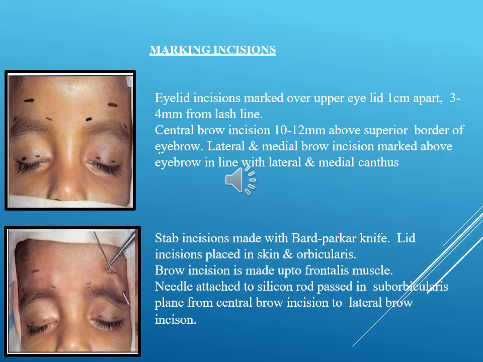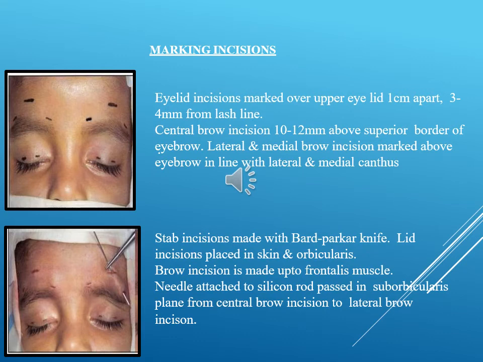This is followed by marking of the brow incisions. So there are three brow incisions. We have a central brow incision, a lateral brow incision, and a medial brow incision. Firstly, the central brow incision is taken 10 to 12 millimeters above the superior border of the eyebrow, and the lateral and the medial brow incisions are marked above the eyebrows in line with the lateral and the medial canthus.